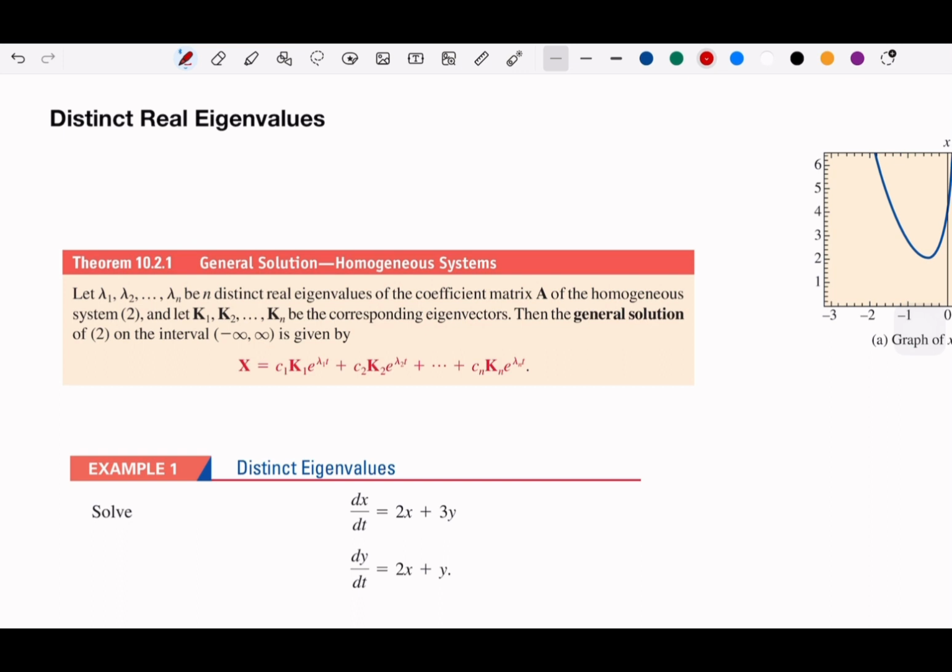So we have eigenvalue 1, eigenvalue 2, 3, and so on, and we have this as our solution. Of course, the first step is we need to find the eigenvalues and eigenvectors of the system. Let's explore an example here. We have the differentials for x and y, dx/dt and dy/dt. I think we can try to explore that part.